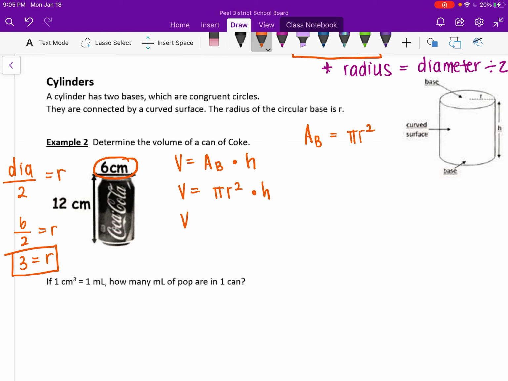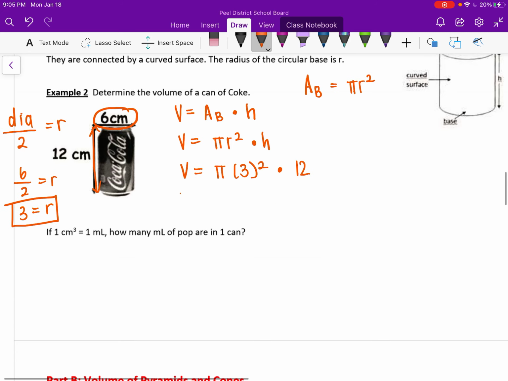Okay, so volume is equal to pi times 3 squared times my height, which is 12, right? From here to here is 12. That's the height of the can. So I'm going to say, okay, V is equal to pi, 3 squared is 9, times 12. And I'm just going to put that into my calculator.